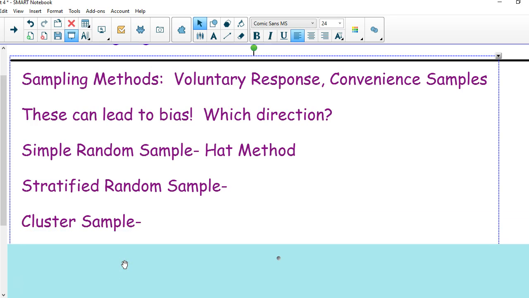What is a cluster sample? A cluster sample is what I would use if I was running out of time. I don't want to write everyone's name on a hat, so I'm going to write all the advisors on a hat. Advisory teachers, there's like 40 of us. I'd put all the advisory teachers' names on a separate sheet of paper, equally sized, put their names in a hat, shake the hat up, pull out 10 names.